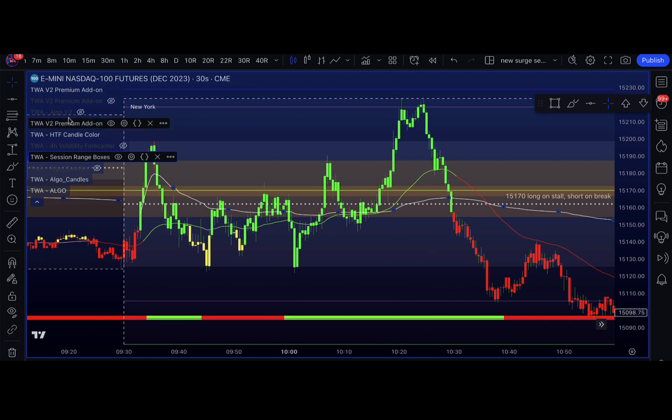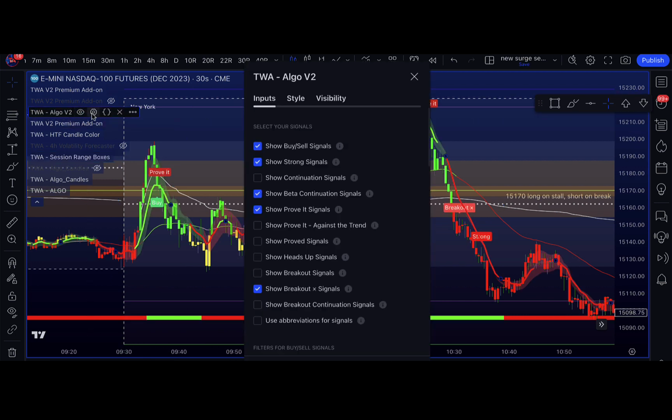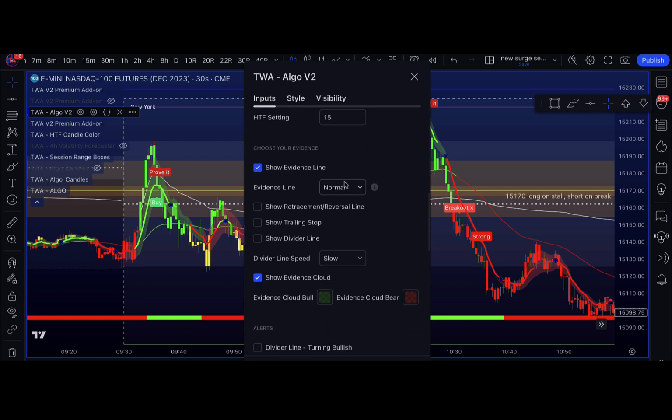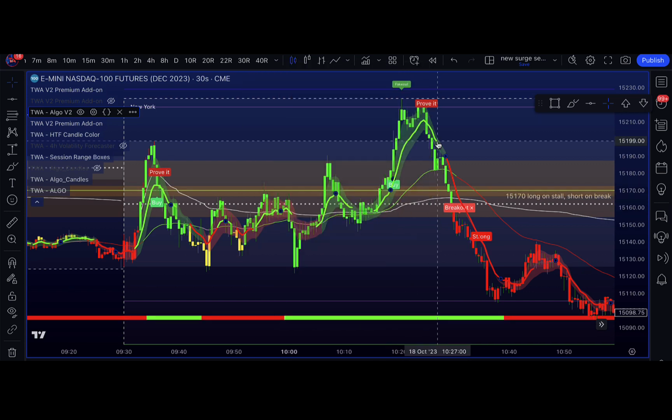Okay, we put the V2 on, and these are the signals that I had on this morning. I did not have the evidence line off of the V2. I had a different evidence line, and I was not using the cloud, so the cloud would be on the 30-second. So I put them both on. I'm like, yeah, this is helpful. It's nice to see the 30-second turn gray. It's nice when the cloud is no longer green here.